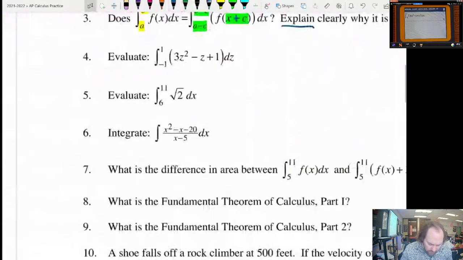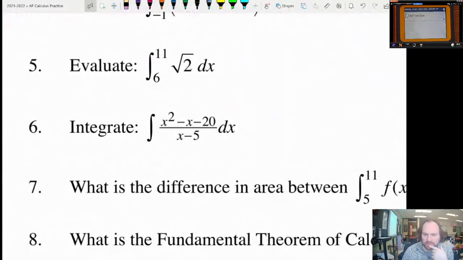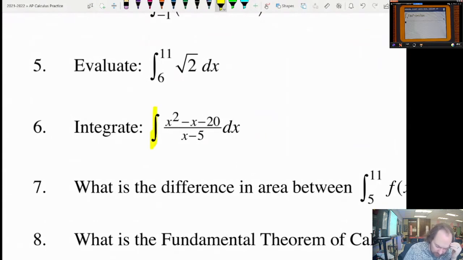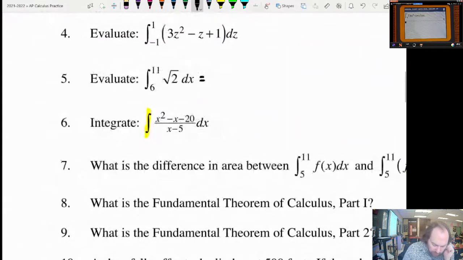For question 5 and question 6, we're going to be able to do these without the calculator because they are not definite integrals. Number 5 is, sorry, number 6 is not. 6 is an indefinite integral. But 5 is also super easy to do. Even if you were to use the antiderivative, this would just be x square root of 2, written that way to avoid confusion, and we would evaluate this from 11 to 6.